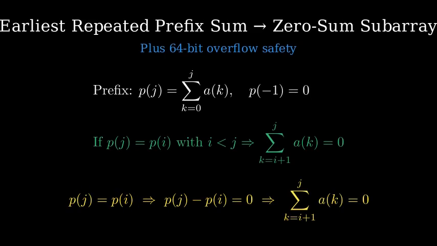Since p of j equals p of i, then p of j minus p of i equals 0. But p of j minus p of i equals the sum from i plus 1 to j of k. Therefore, that subarray sums to 0.